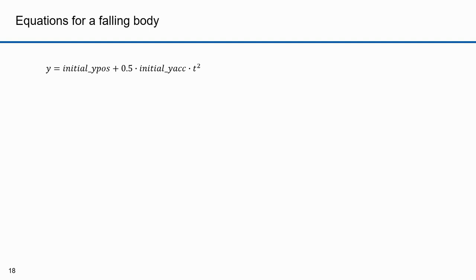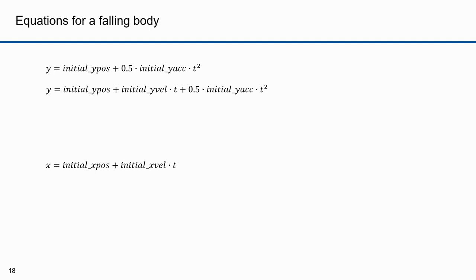In order to do that, I need to specify an initial y velocity as well as an initial x velocity, which I didn't do before. Here's the basic equation that modeled the falling body in the previous animation. Here I'm adding a term for velocity. The y-coordinate is now the initial y-position plus the initial velocity times time t plus 0.5 times the initial y-acceleration times t squared. I need a similar equation for x. In the x case, I don't need to account for acceleration.